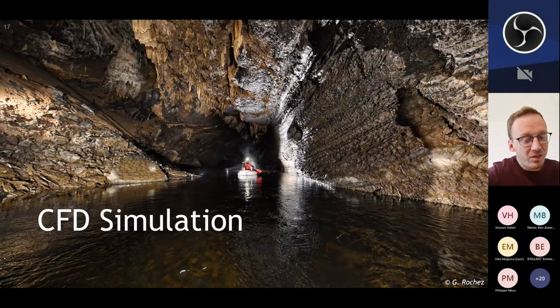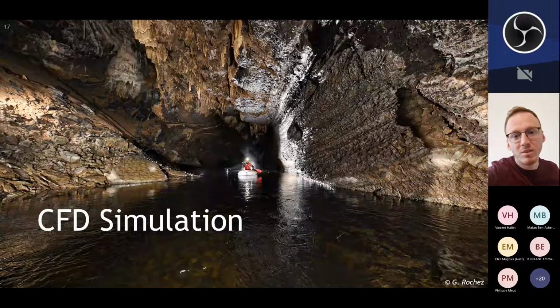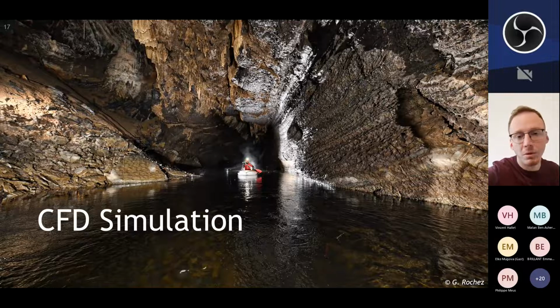I did some CFD simulation. CFD is computational fluid dynamics, which is a way to simulate the flow of any kind of fluid. In that case, I will use water, of course.